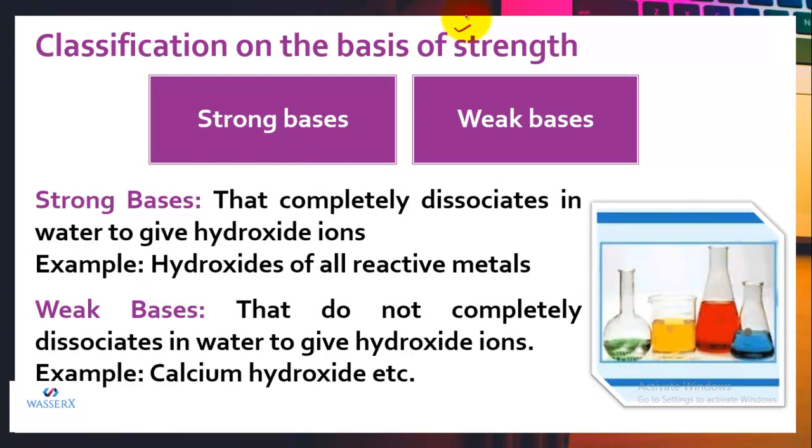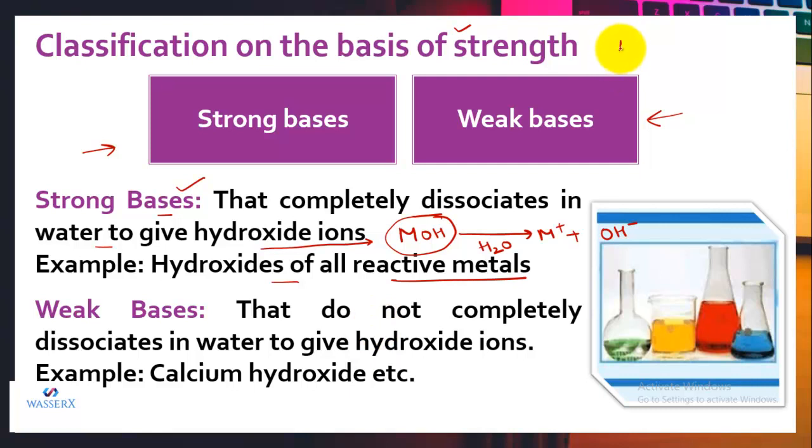Now if we classify on the basis of their strength, that is how many hydroxide ions are released when they are added to water, we have strong and weak bases. Strong bases are those that completely dissociate in water and produce hydroxide ions. So if I have an example of MOH and I want to know whether it is a strong base or a weak base, I add it into water, and if on adding into water it dissociates completely, that is all the hydroxide ions are released and no MOH molecule is left undissociated, that means it is a strong base. So hydroxides of all the reactive metals, let's say NaOH, hydroxide of magnesium, they all are regarded as strong bases because they get completely dissociated.